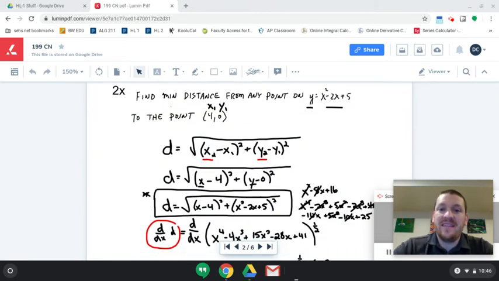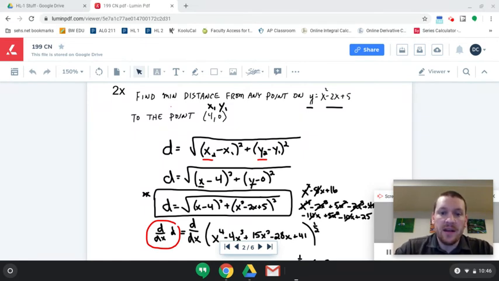Here's a very common question. Find the minimum distance from any point on y is equal to x squared minus 2x plus 5 to the point 4 comma 0. The point 4 comma 0 is not on this graph, but we're looking at what's the minimum distance from that point to the graph.